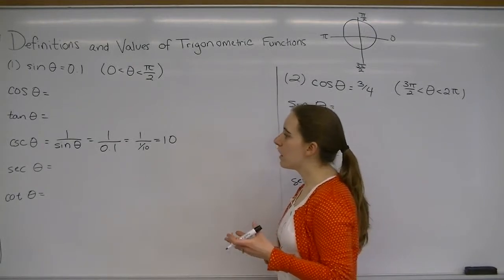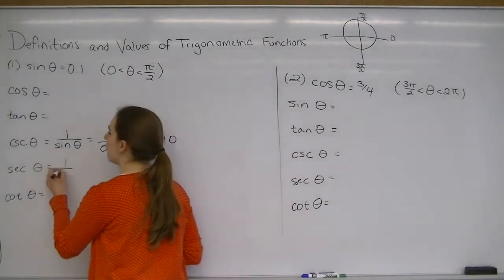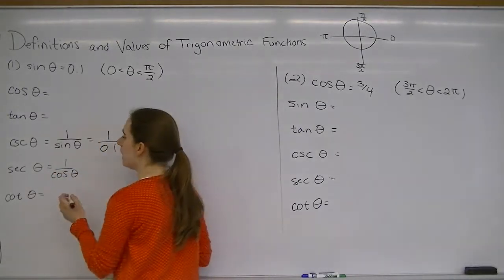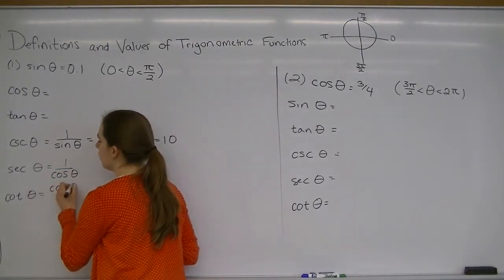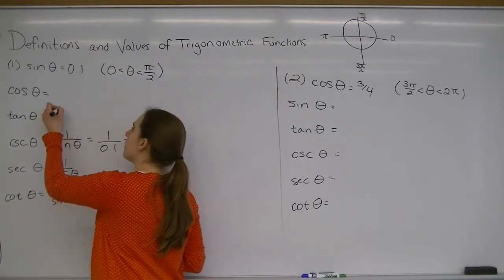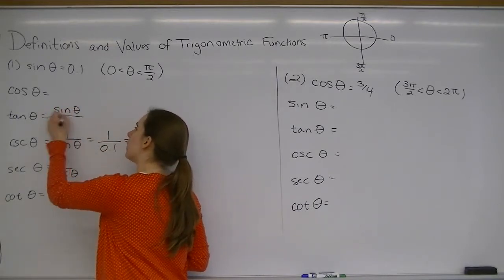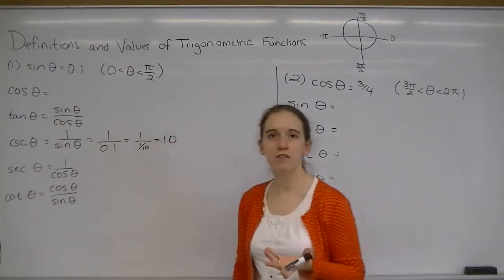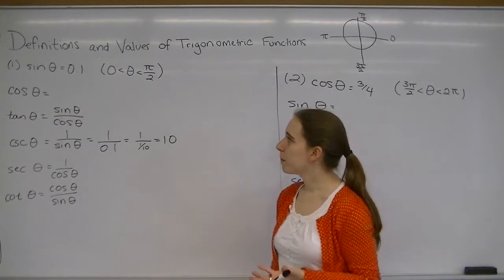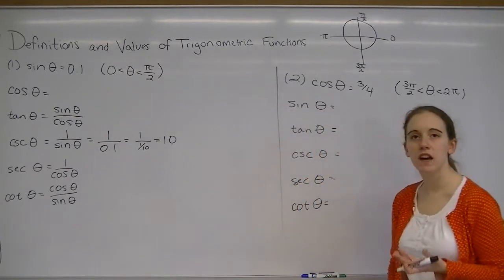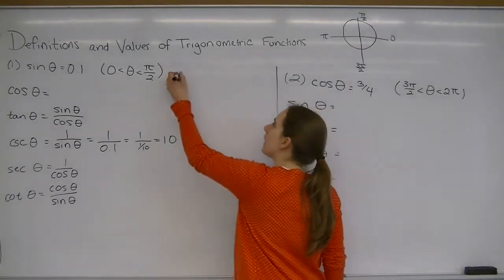Now let's think about what else we can find. In order to find secant of theta, we need cosine of theta. So we can't get there yet. We also need both sine and cosine for cotangent. Same thing with tangent. So it looks like the next thing I should probably find is cosine. But thankfully we have an identity that'll help us there. It's one of our Pythagorean identities.